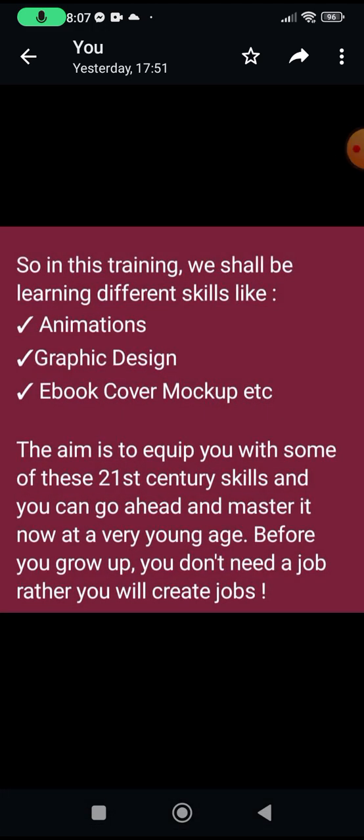In this training, we are going to be learning different skills: animation, graphic design, and how to create e-book cover mock-ups. The aim is to equip you with these 21st century skills. And when you have gotten this skill, that's not the end. You need to expand, because each skill is just like going to school. You start from primary 1 and keep going. What we are doing is the primary 1 of these skills. Getting primary 1 will help you open your eyes to know that there is something like that. You can now decide to go further and develop yourself.